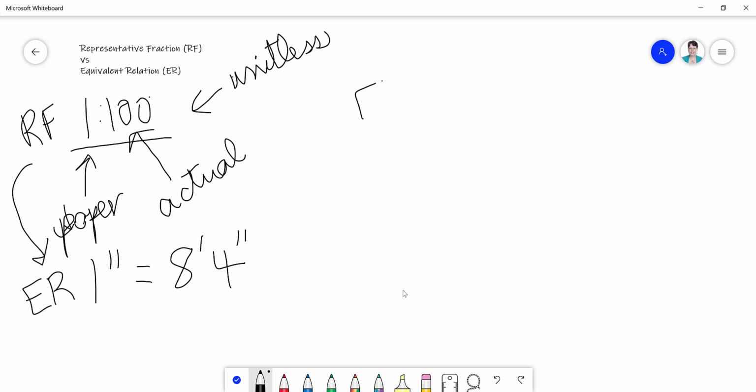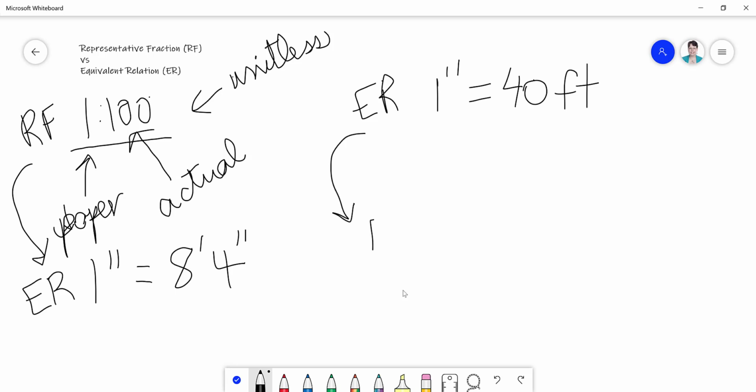All right, so let's start with an equivalent relation. So we'll say 1 inch equals 40 feet. Okay. Well, we need to get that into a representative fraction format. See, when we do this, it has units. So it's unitful instead of unitless. And so we don't need to say what units the drawing is in, although customarily we would still say inches probably, or engineering or whatever.